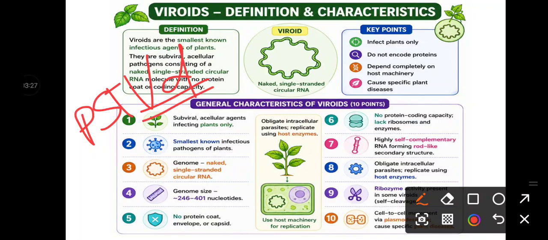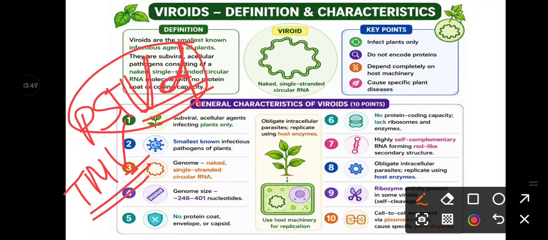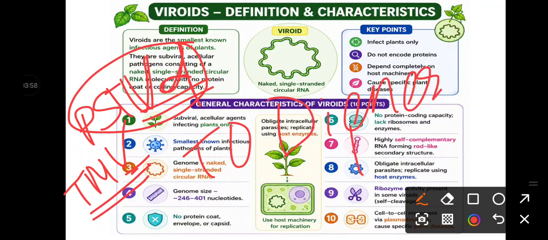You know that for tobacco mosaic virus the short abbreviation is TMV, where V is for virus. Similarly, for viroid, Vd is used as the abbreviation. So the first viroid reported was potato spindle tuber viroid. Who discovered this? T.O. Diener, and remember the year also, that is 1971. You have to remember this.